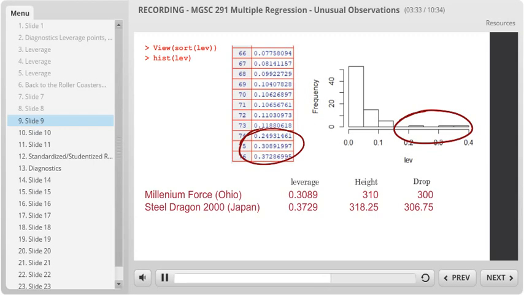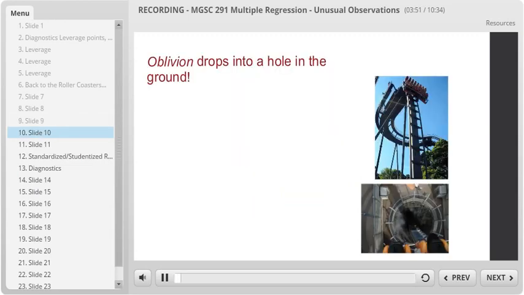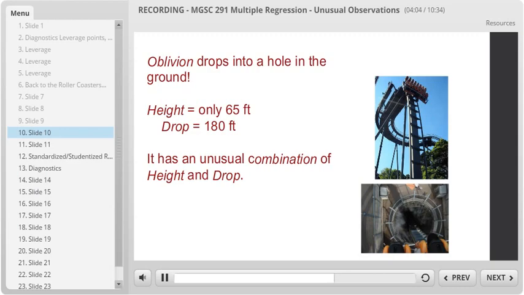The third high leverage point belongs to the Oblivion in England, with a height of 65 feet and a drop of 180 feet. Wait, how is that possible? How can the drop be greater than the height of the coaster? Did you guess it? The Oblivion drops into a hole in the ground. With a height of only 65 feet and a drop of 180 feet, this coaster definitely has an unusual combination of height and drop. Would you like to ride this coaster?